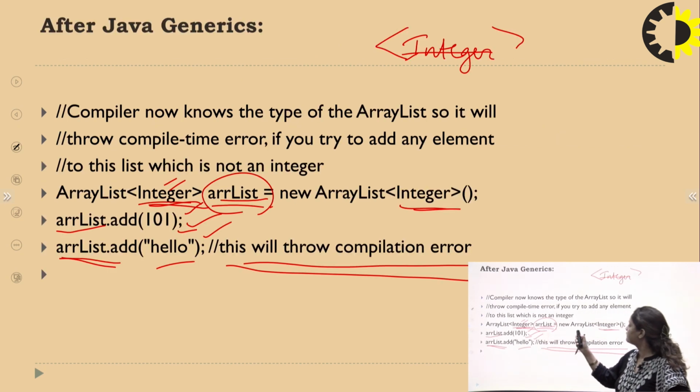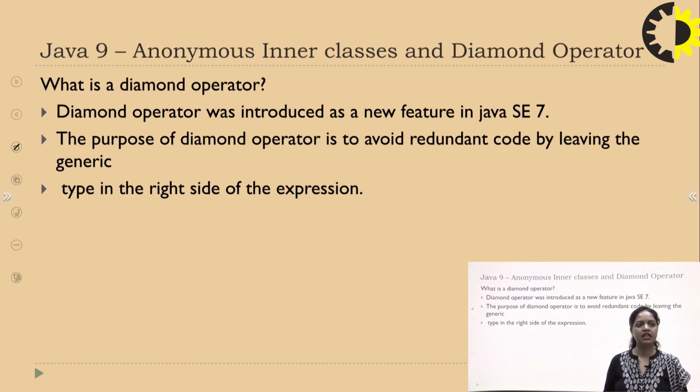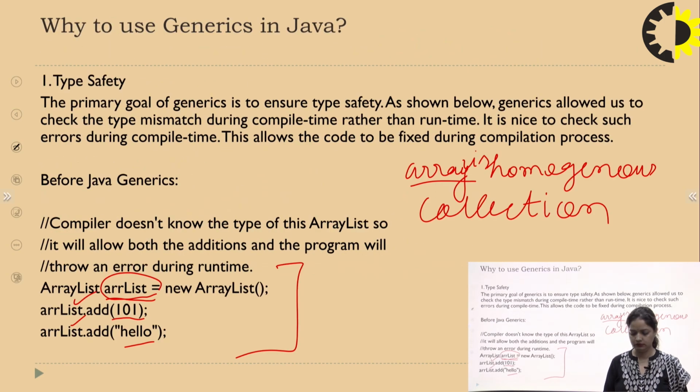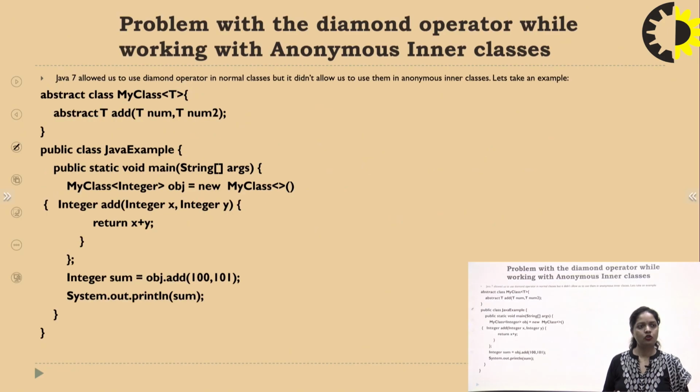This was introduced after Java 7 or 8 in Java programming. Now next is the diamond operator. So what is a diamond operator?